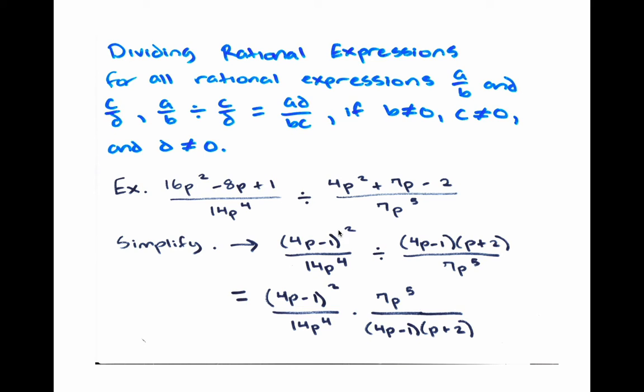So then on the right side, we have 4p squared plus 7p minus 2, which we can factor into 4p minus 1 times p plus 2, and then that's going to be over 7p to the 5th, which we also can't do anything else with. So then now we're going to flip it and multiply. So we now have 7p to the 5th on the top, and we have some stuff that we can cancel out.